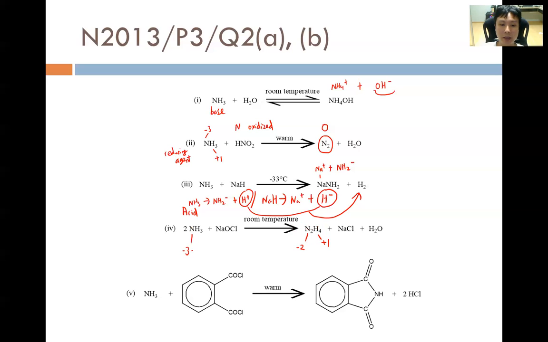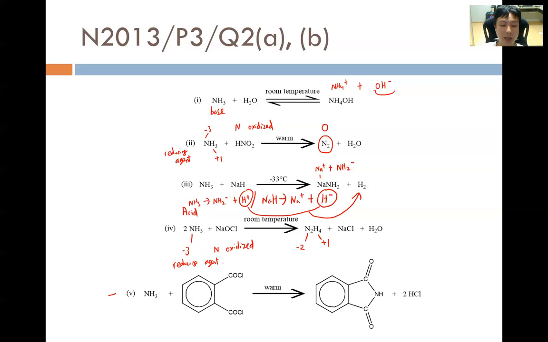And since, again, the oxidation state increases from -3 to -2, N is oxidized. And since the N is oxidized, the ammonia in reaction 4 will also be a reducing agent.